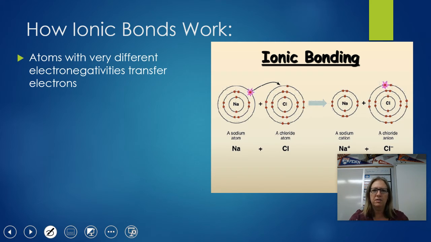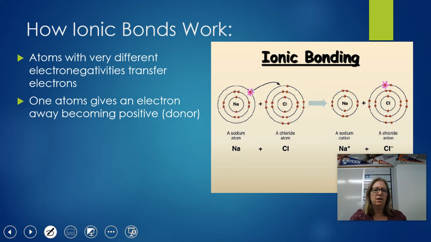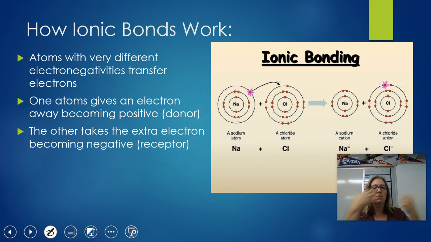Remember, the ionic bonds actually transfer the electrons, okay? And this occurs with atoms that have very different electronegativities, okay? They're not going to share at all. One electron either leaves or is gained, okay? When an atom gives an electron away, it's known as a donor. When it gives it away, it loses a negative charge, so now it has more protons, so it has a positive charge. But then the other one will take that electron, that's known as the receptor, and now it has an extra negative, and so it has a negative charge.